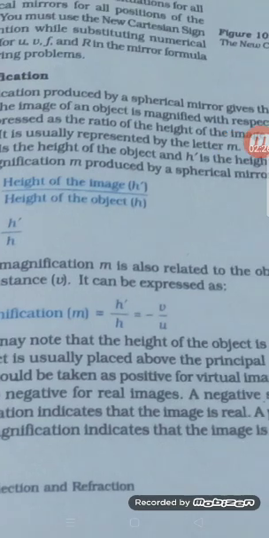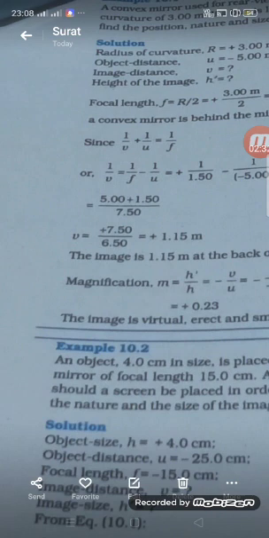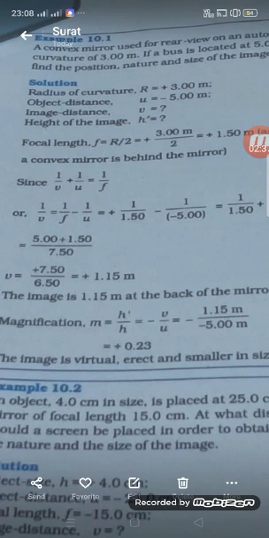Now next one is one of the numericals. It may come in your forthcoming second test. Okay, so example 10.1: a convex mirror used for a rear view on an automobile has a radius of curvature of 3.00 meter. If a bus is located at 5.00 meter from this mirror, find the position, nature and the size of the image.